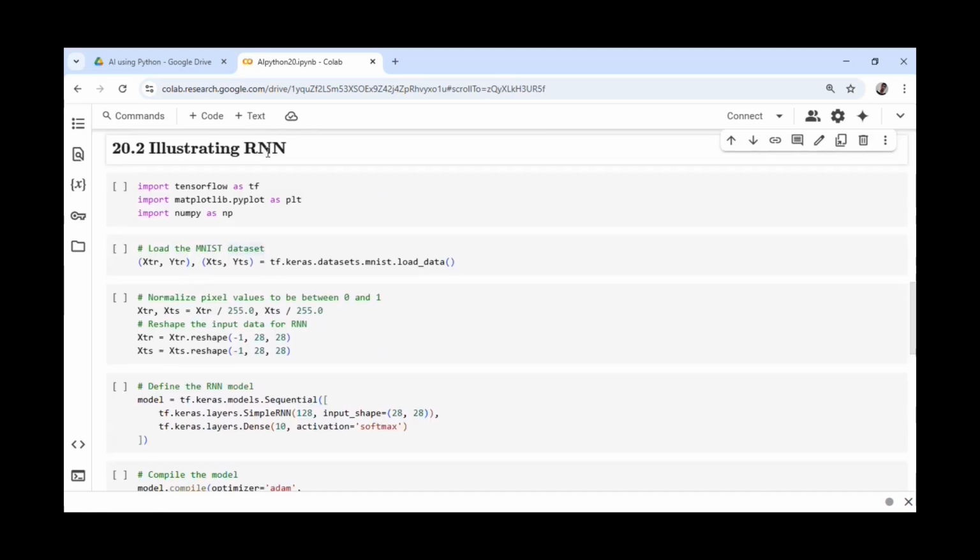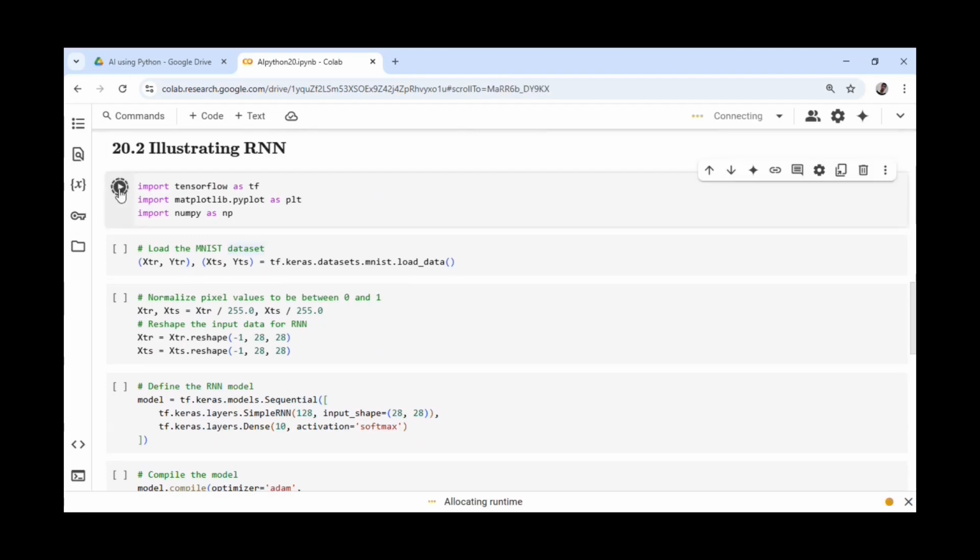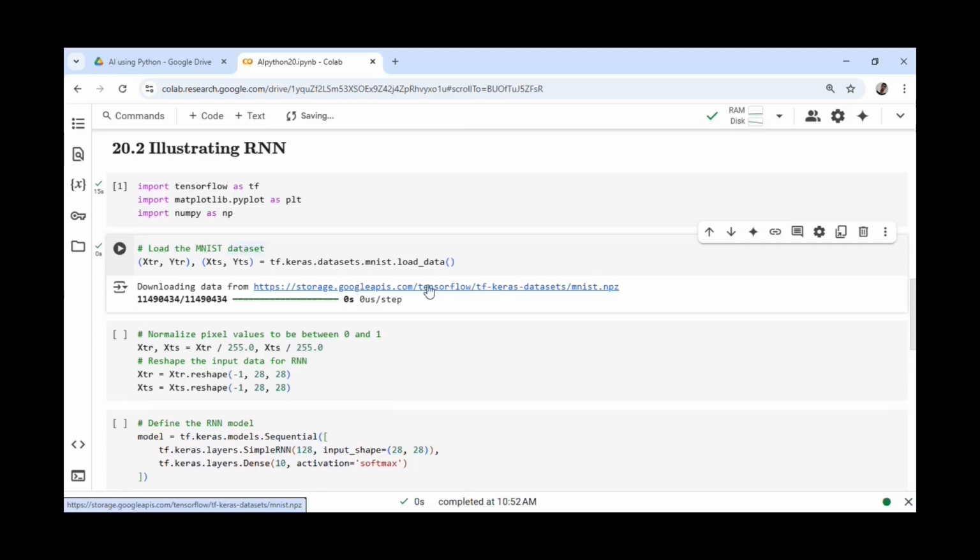Next, we will be illustrating RNN using the MNIST dataset. First, we will be importing all the libraries. We can load the MNIST dataset, which is downloaded from this website. Then we can normalize the input values between 0 and 1 and also reshape the data for RNN.